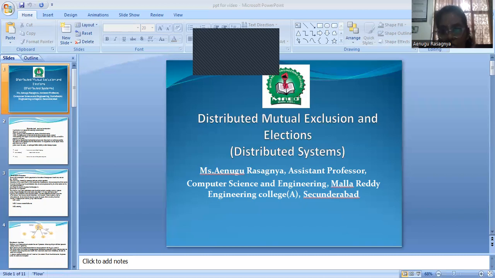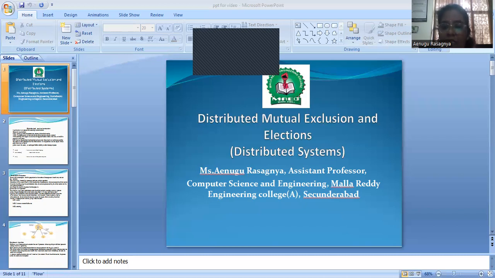And the last point we need to discuss is throughput, system throughput, which can be calculated using the formula 1 by SD plus E, where SD is nothing but synchronization delay and E is the average execution time. So these are all the performance evaluation metrics of distributed mutual exclusion.